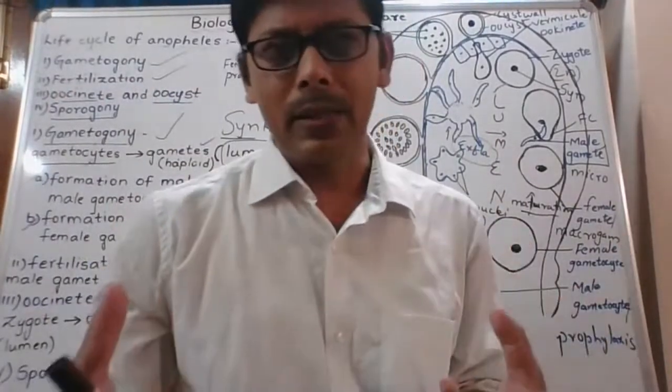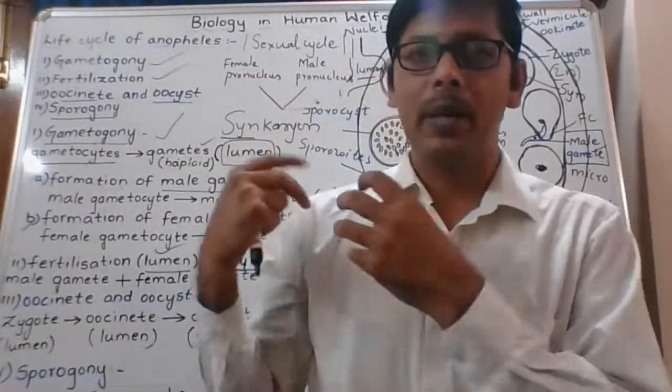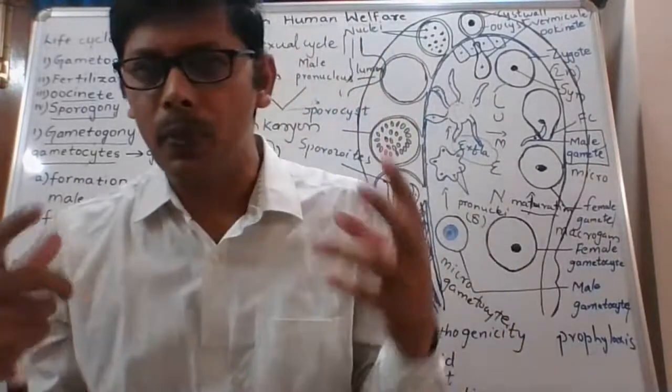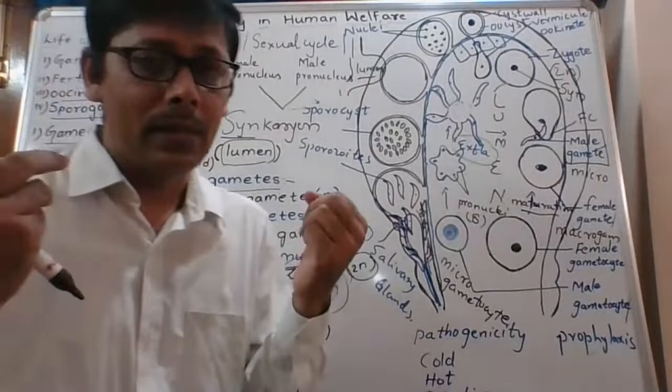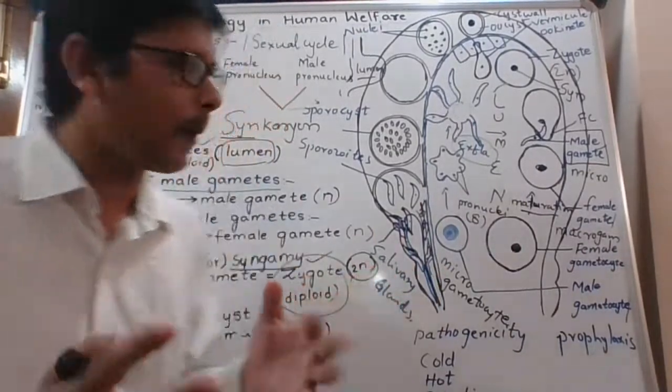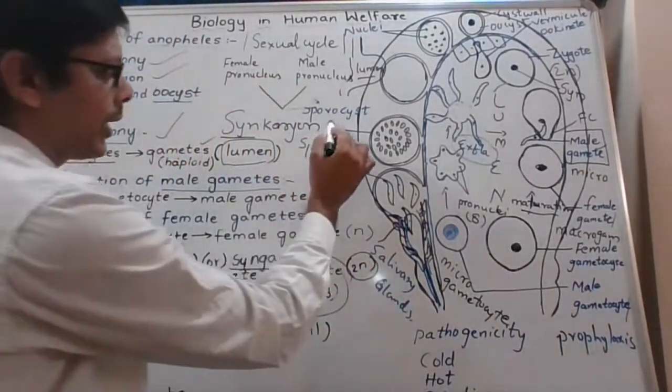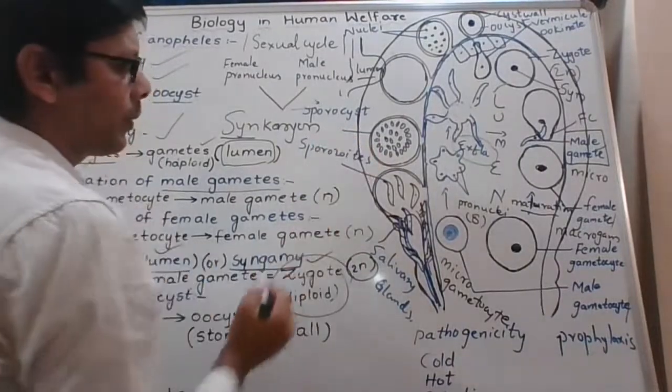Syncarion is the nucleus formed by the fusion of two nuclei. It is diploid, it has two sets of chromosomes because it is formed as a result of fusion of two pronuclei. You know what is formed? Syncarion. It has two sets of chromosomes.